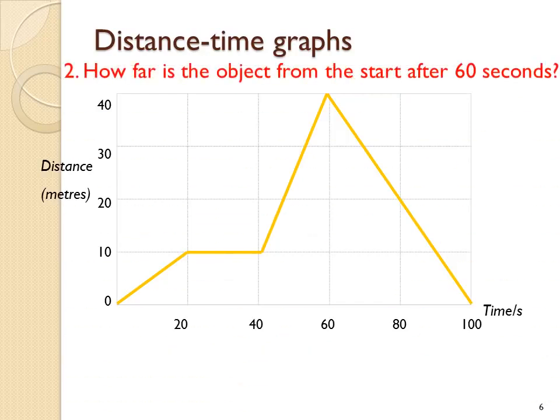Can you calculate how far the object is from the start after 60 seconds? Well, this isn't a difficult calculation. You look across to 60 seconds and you read from the graph that it's 40 metres away.